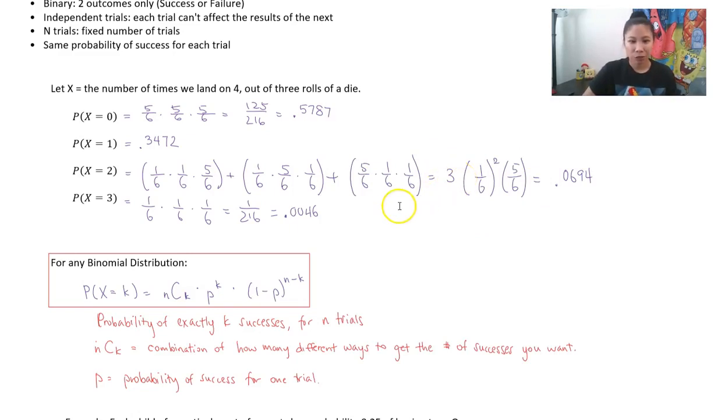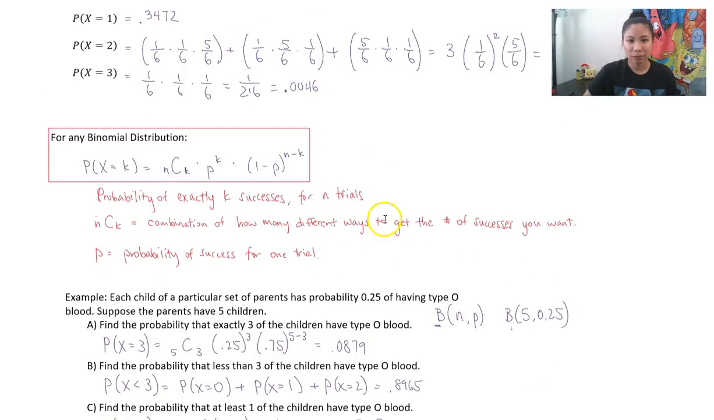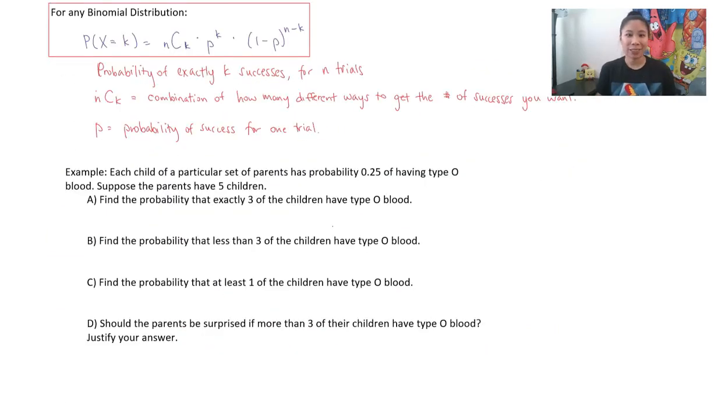Okay, so let's do an example together. In our example, each child of a particular set of parents has probability 0.25 of having type O blood. Suppose the parents have 5 children. Right there, they're probably going to ask us about children having type O blood, so our success will count as having type O blood with a probability of 0.25. So p equals 0.25 here. It also says suppose the parents have 5 children, so if we're talking about how many children have type O blood, then n for us would be 5.